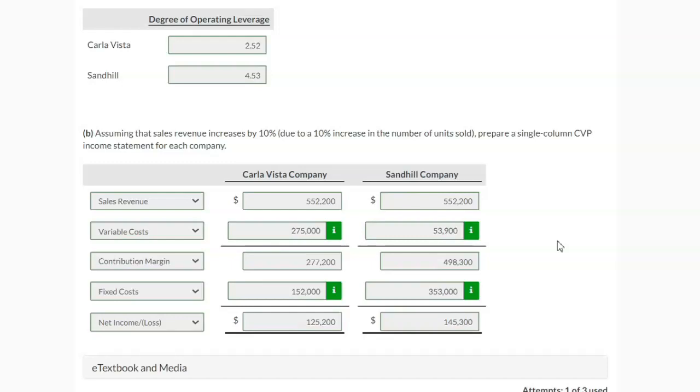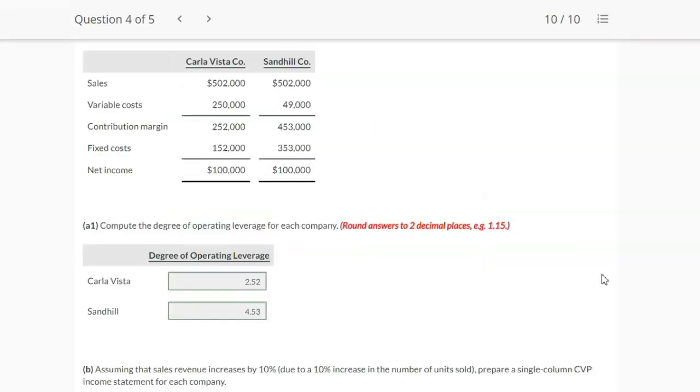Okay, let me say it this way. Every 1% increase in sales, there will be a 2.52% increase in profit for Carla, but there will be a 4.53% increase for Sandhill. So the sales went up 10%, and Carla's profit goes up 10% times 2.52, which is 25.2%. Okay, that's the purpose of this question, to demonstrate leverage. Any questions? That's what that's all about.